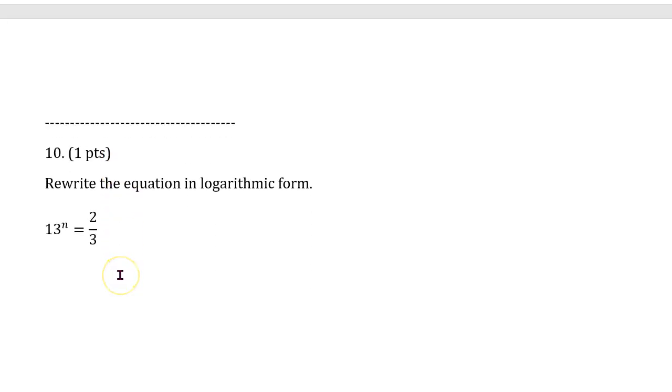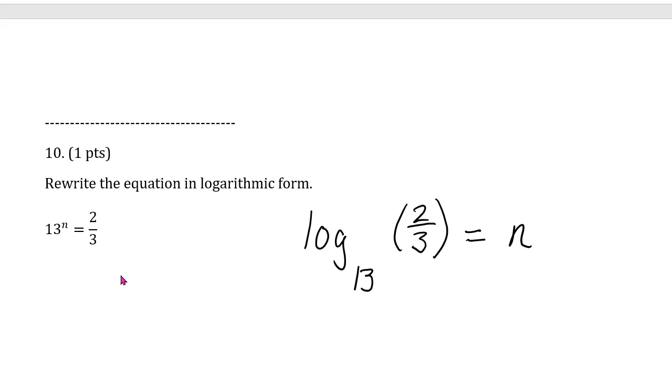In the next problem, we're to rewrite this in logarithmic form. In logarithmic form, we look at the base, which is 13. Since the base is 13, I write log, put the base to the right and below, then I put the answer part next. This time my answer part is a fraction, but that doesn't matter. It's in the answer part position, and it goes in the answer part position in log form. The power over here was n, and so the logarithm is equal to the power.